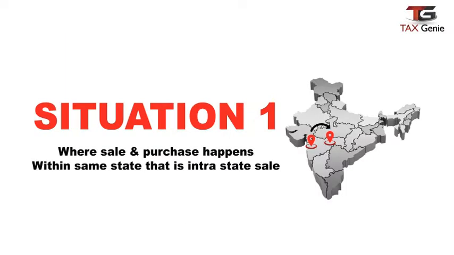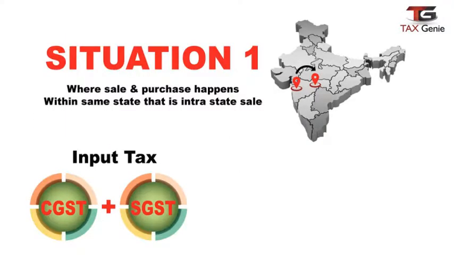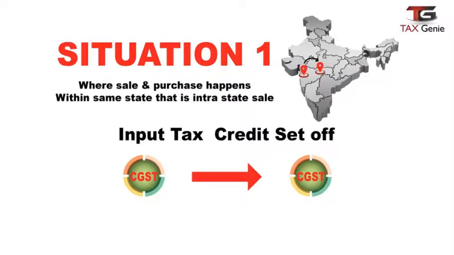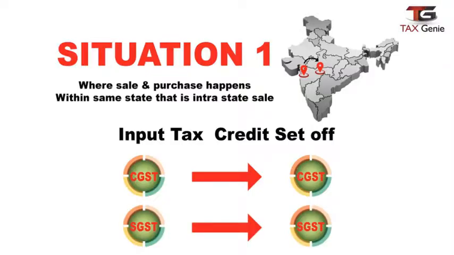Situation 1, where sale and purchase happens within the same state, that is intrastate sales. Here input tax will be CGST and SGST, and output tax will also be CGST and SGST. So input tax credit set off will be against each other.